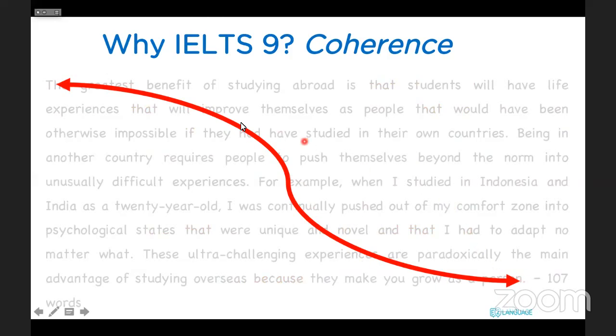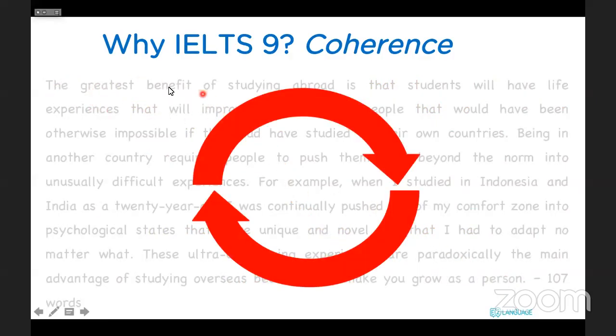Okay, that structure I showed you uses this flow. And the other thing about that structure I showed you is that it's cyclical, it's circular. The introduction goes into sentence 2, which goes into sentence 3, which goes into the conclusion, the concluding sentence, and that links back to the first sentence.